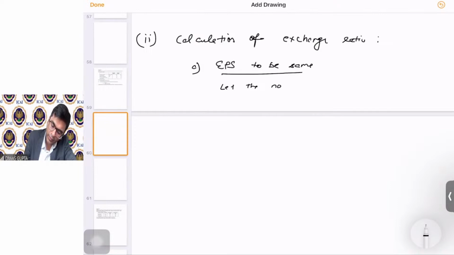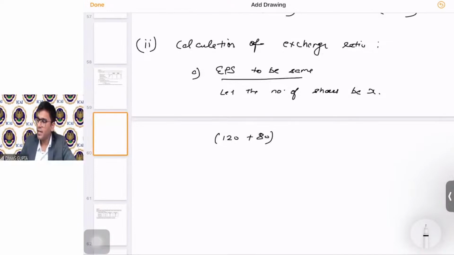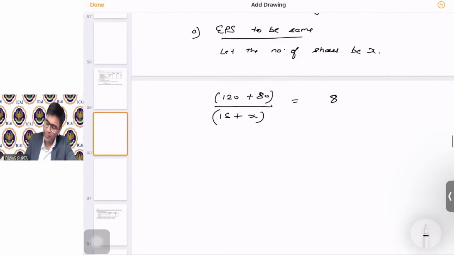Let the number of shares be X, right? So 120 plus 80 is what we will get in the form of PAT, then divided by 15, the existing number of shares, plus X, which is what we have assumed, and EPS is 8. Simple, students. I hope this is simple and easy. If we solve this, X comes out to be 10 lakhs.